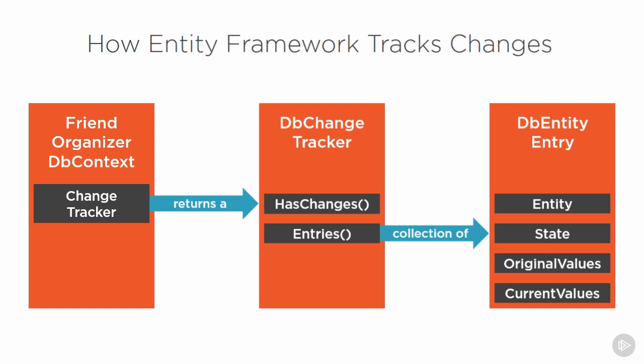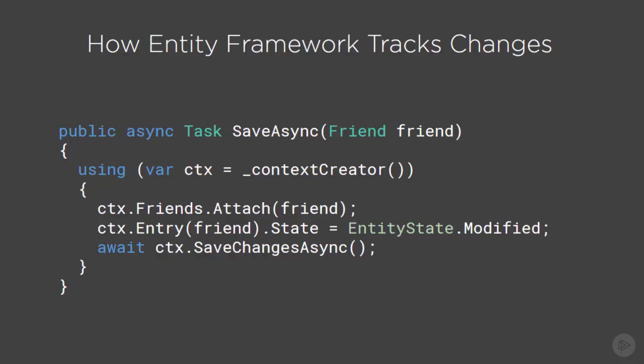In the current code, we create a DB context for every action that we take. Let me show you this by taking a quick look at the SaveAsync method of the Friend Data Service. As you can see, the SaveAsync method of the Friend Data Service takes a friend instance as a parameter. Inside of the method, we create a DB context by using the context creator func. So we have here a brand new DB context instance that doesn't know anything about the friend instance that is passed to the SaveAsync method.